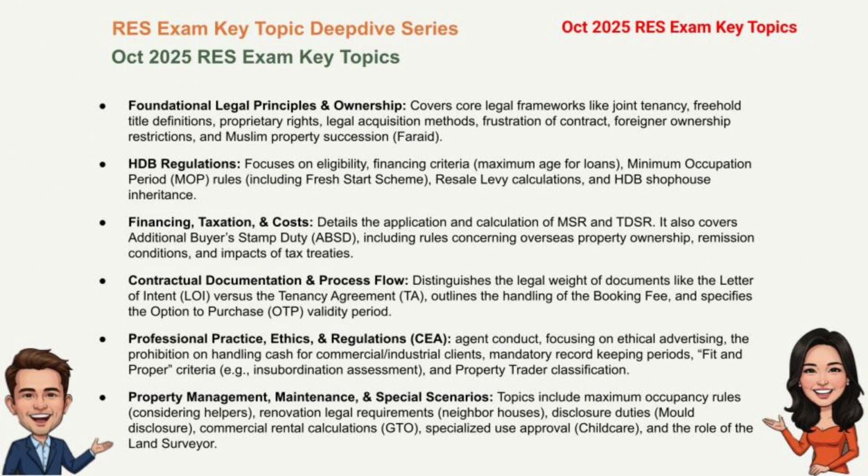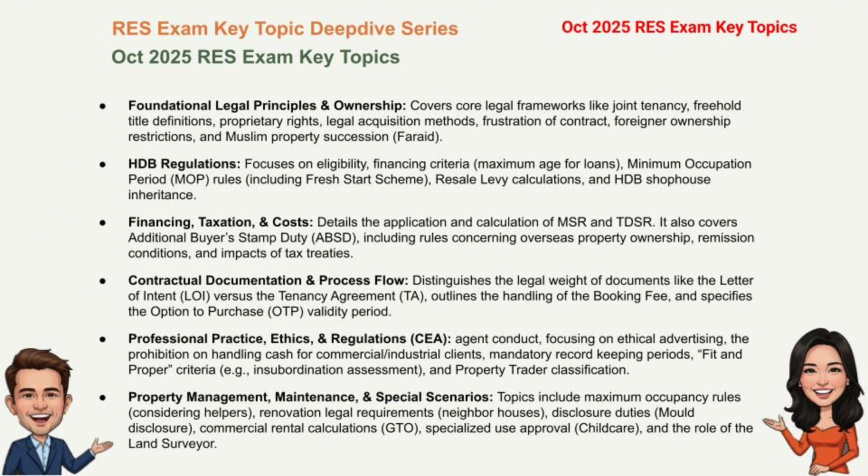Definitely complex. All right, let's switch to finance, a jungle of acronyms. Core Segment 3, financing, taxation, costs. We have to demystify MSR and TDSR. Yes, crucial difference here. MSR, mortgage servicing ratio. This one's quite strict, usually capped at 30% of the borrower's gross monthly income. 30%. And it applies to only HDB flats and executive condos, ECs, bought directly from the developer. Only those. Okay, MSR is specific.